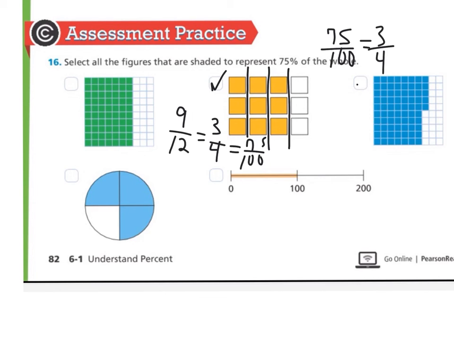The third one here, 75 squares out of 100 are shaded, so that works. The circle down here, 3 out of 4 are shaded, so that works. And then the last one, that looks like it would be half there, so that does not work. So this gives you an idea about understanding percent.